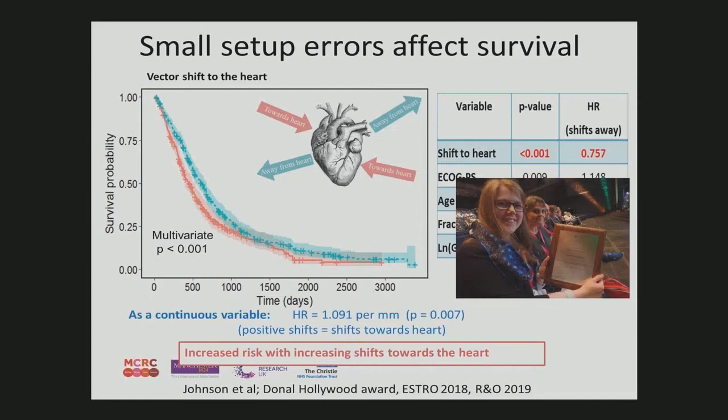And what she found very nicely is that patients where the dose distribution shifted towards the heart had a measurably worse outcome than where the dose distribution shifted away from the heart. So plus or minus a millimeter made a measurable difference in survival, which is really nice, and she won a nice award for that as best scoring abstract of 2500 or so, which is not bad. Proud of her.